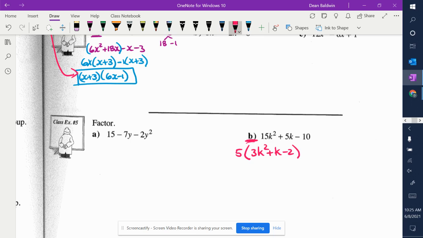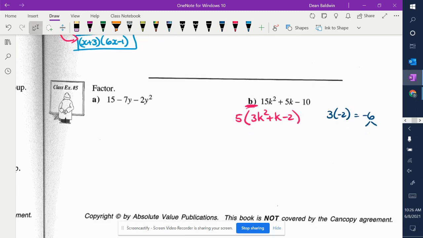So now what is my step? What do I do? You got to do first times last. So 3 times negative 2 gives me negative 6. Then you ask yourself, what multiplies to negative 6 and adds to what number? 1, because there's a 1 right there. So what is it? 3 and negative 2.